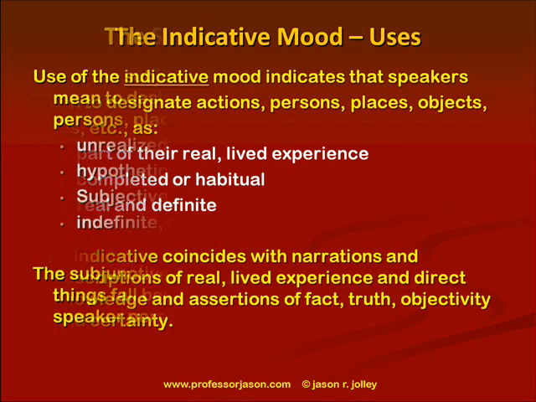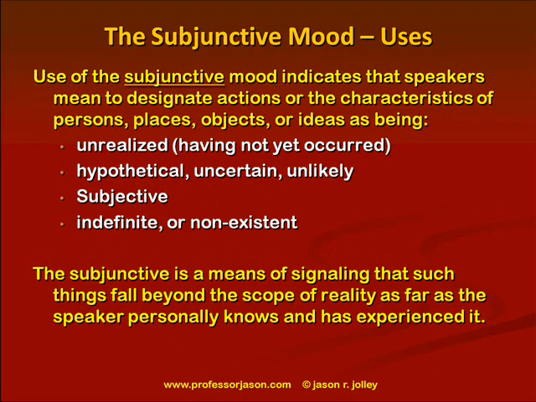On the other hand, use of the subjunctive mood indicates that speakers mean to designate actions or the characteristics of persons, places, objects, or ideas as being unrealized, meaning that they have not yet occurred, uncertain, hypothetical, unlikely, subjective, indefinite, or non-existent. It's a means of signaling that these things fall outside of reality as far as the speaker personally knows and experiences it. Now, I realize that all that might sound a bit too abstract to remember or apply. If it does make sense for you, great.